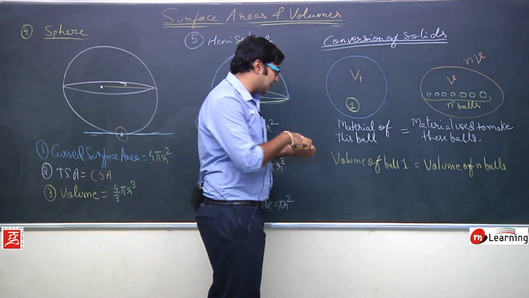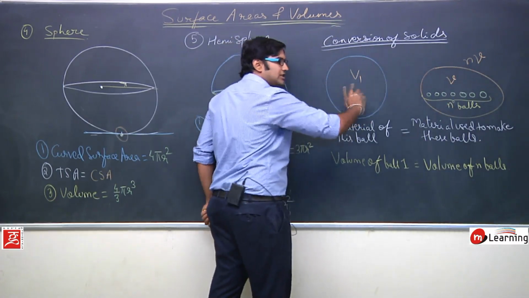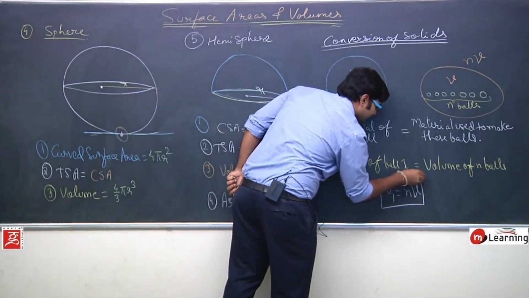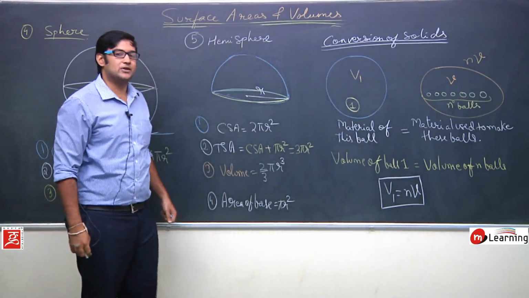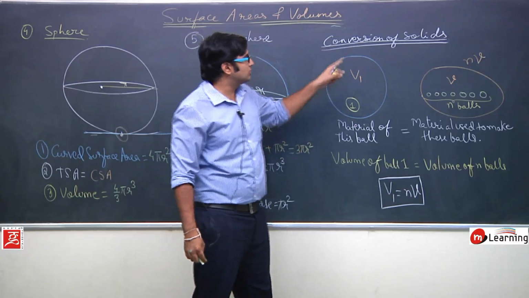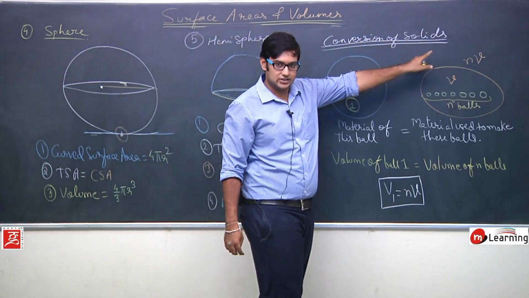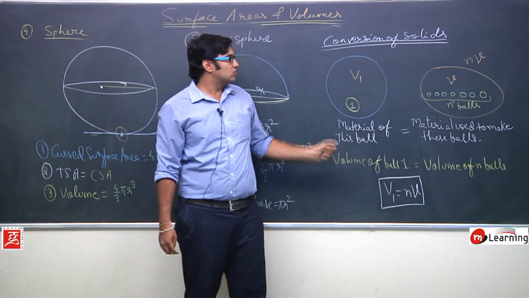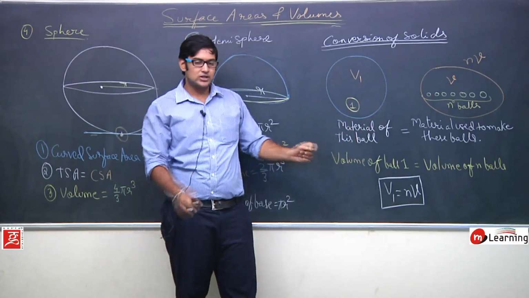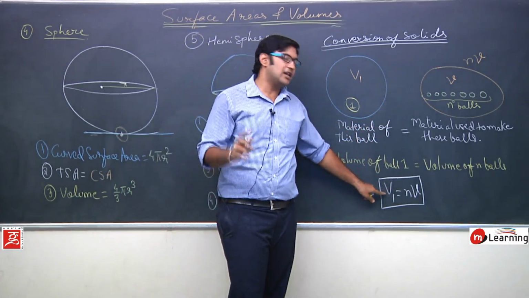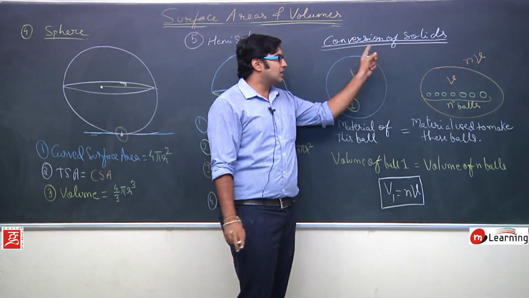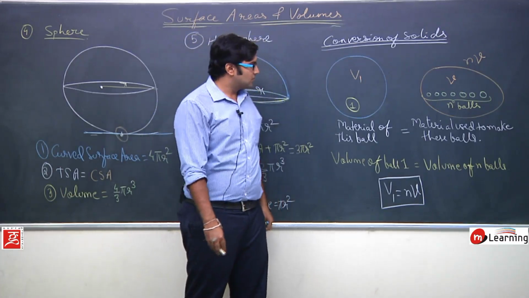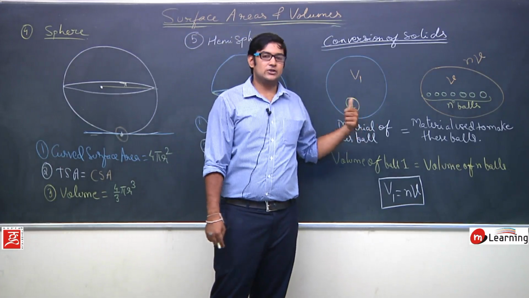Okay, so mathematically I will say that these two balls are related as V1 is equal to n times V. This is the concept, this is the formula that we are going to use in conversion of solids. This is the only single formula that we will use in conversion of solids topic, because this complete topic is based on this single formula. इस एक फॉर्मूले से हम कन्वर्जन ऑफ सॉलिड्स पे बेस्ड किसी भी क्वेश्चन को बड़ी आसानी से सॉल्व कर सकते हैं. ओके, तो ये कन्वर्जन ऑफ सॉलिड्स है, इसे नोट कर लीजिए.